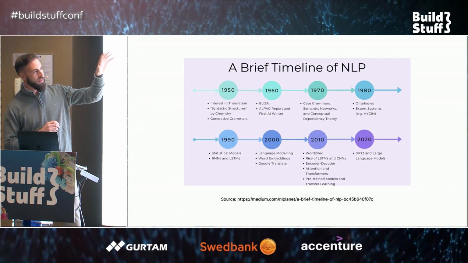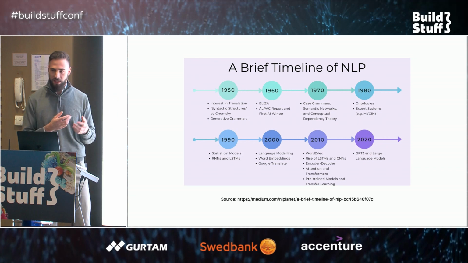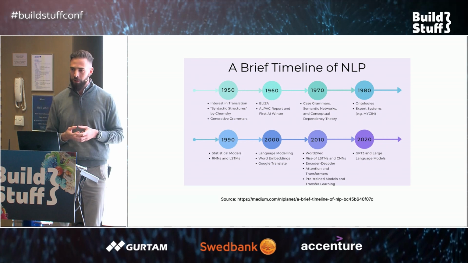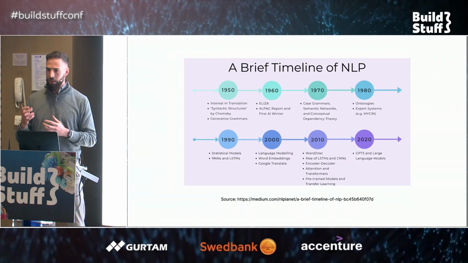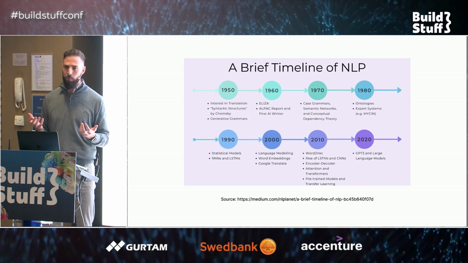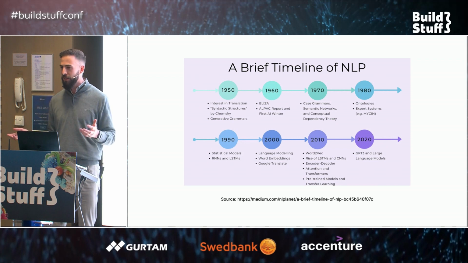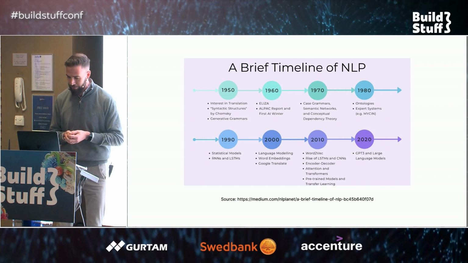So if we take a look at the timeline of natural language processing, then we can see that humans very early on, already in the 1950s, tried to understand how languages are built with generative grammar. It was kind of an experiment, where they thought that language can be generated by a finite set of rules, which we now know doesn't really work that way.